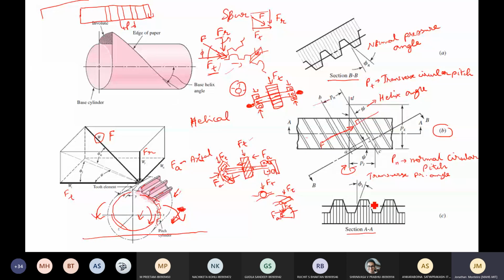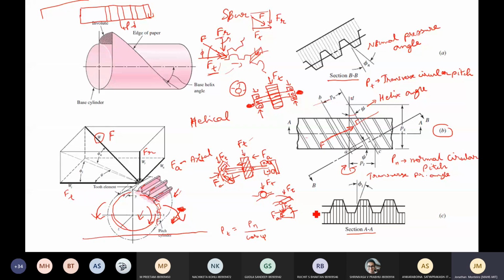There is one more component I would like to describe here, maybe not shown in the slide: how these are all related. If you want to write a relationship between Pt and Pn using the helix angle, what makes a difference? This helix angle is what makes the difference between all those planes. Pt is equal to Pn by cos psi, the cosine of the helix angle.